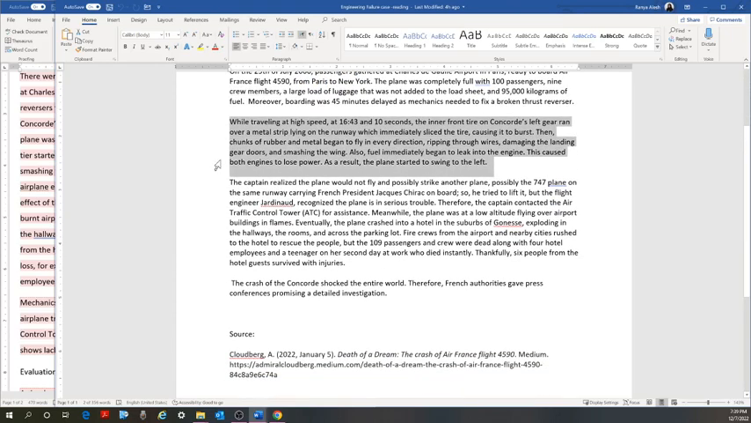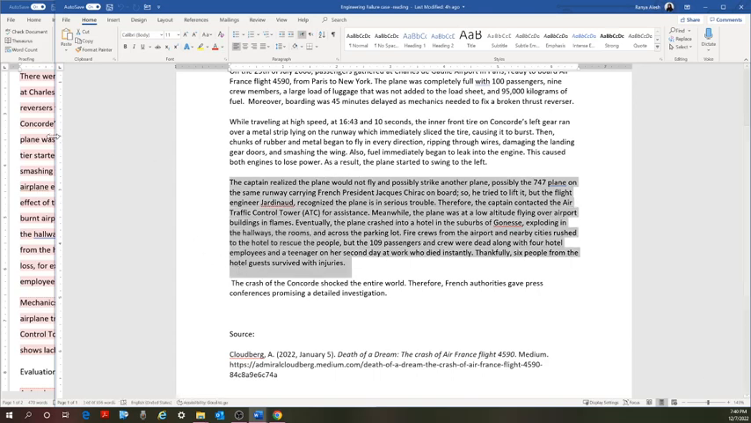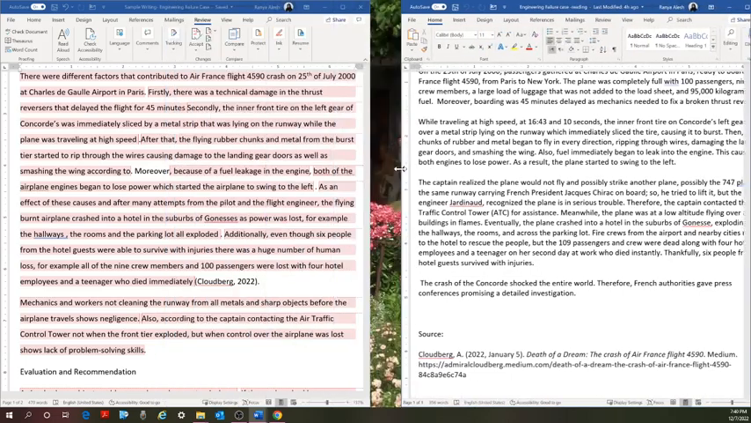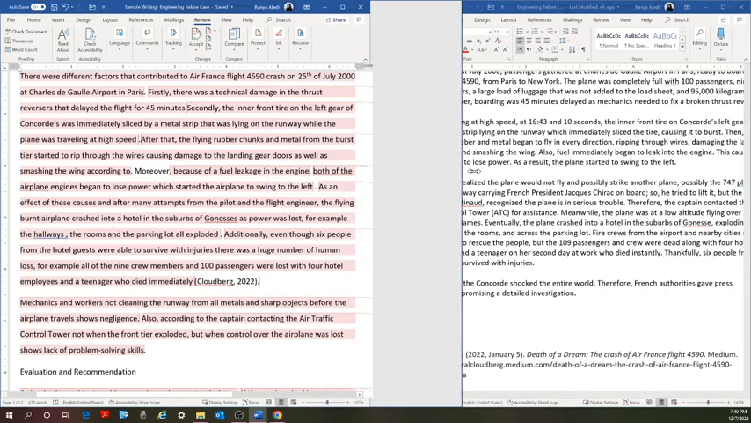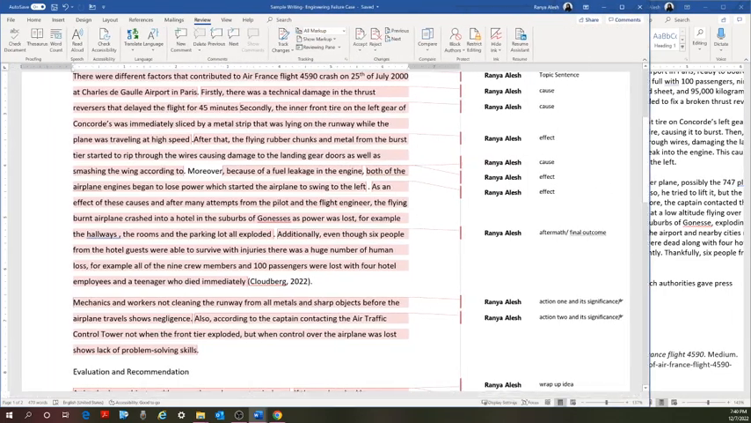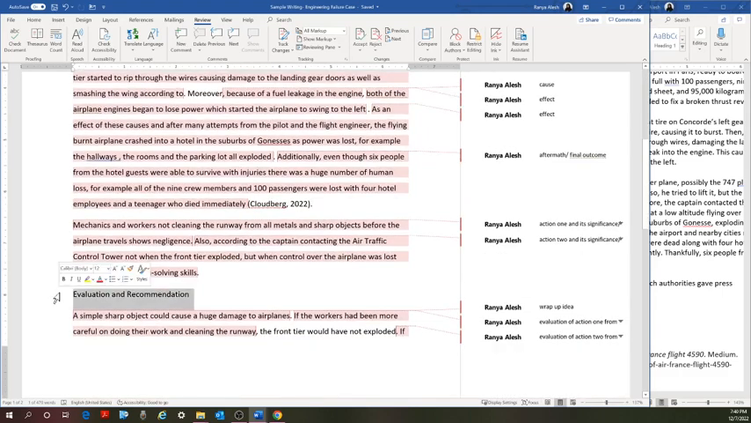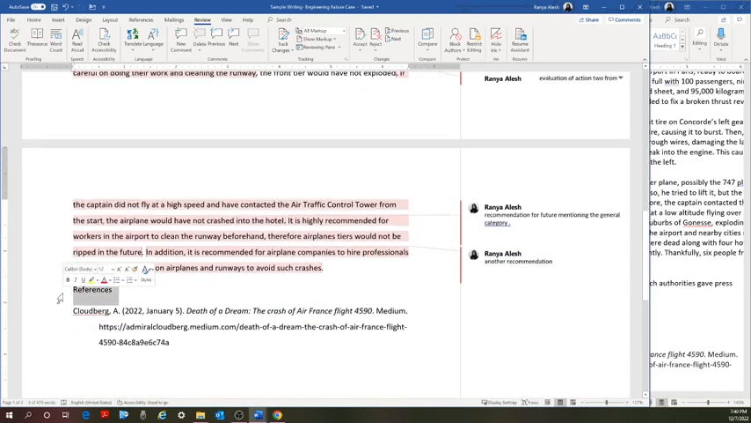And we have all the details here along with the causes, also the causes, the result, and all other details along with the source. So what should we write? The first thing we have to keep in mind is the structure that we have just discussed. So we have the introduction and scope, we have discussion, evaluation and recommendation, and references.